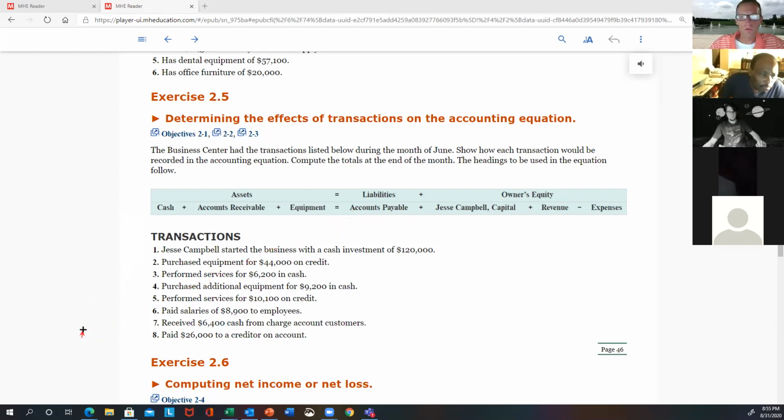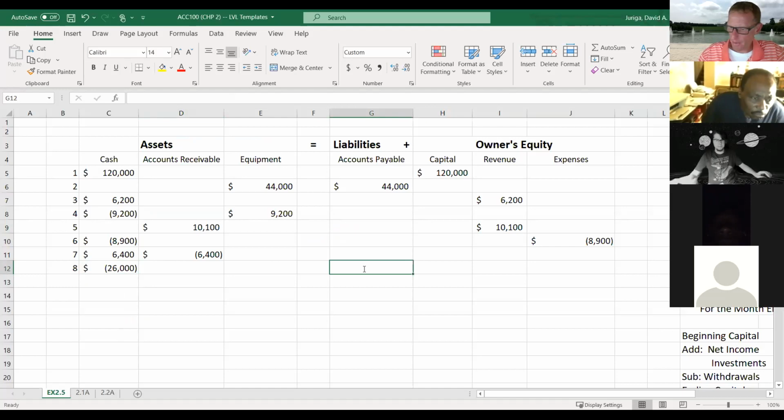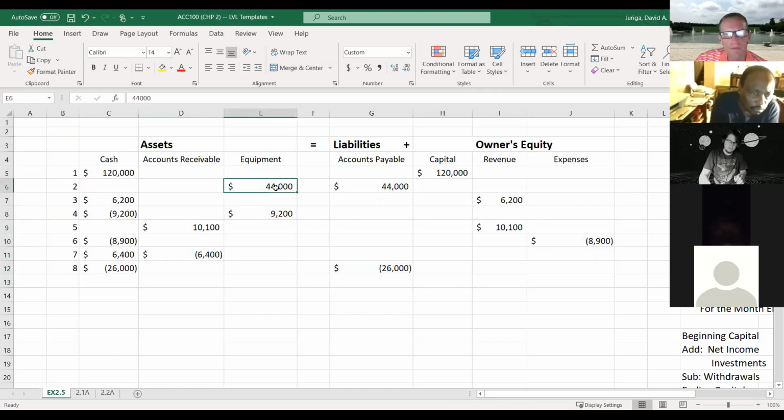So this is how we'll show it. We'll show a decrease in cash of $26,000 and a decrease to accounts payable of $26,000. So right now, that's all the transactions, literally 1 through 8. Notice we had an investment, we bought some equipment, we had some cash revenue, we bought some more equipment, we had a credit revenue example, we paid some expenses, we collected, and then we paid a debt.